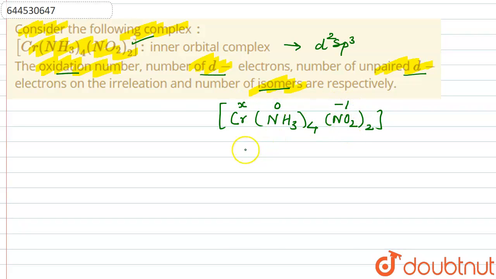Okay, so to find out oxidation number, X plus 0 multiplied by 4, 0, plus -1 multiplied by 2, that is -2, is equal to 0 because this is a neutral species. So from here this X is equal to +2. So the oxidation number for this chromium is +2. So now next we have to find out the number of d electrons. To find out the number of d electrons, we have this chromium in +2 oxidation state. That means from chromium we have to remove 2 electrons, chromium with atomic number 24.